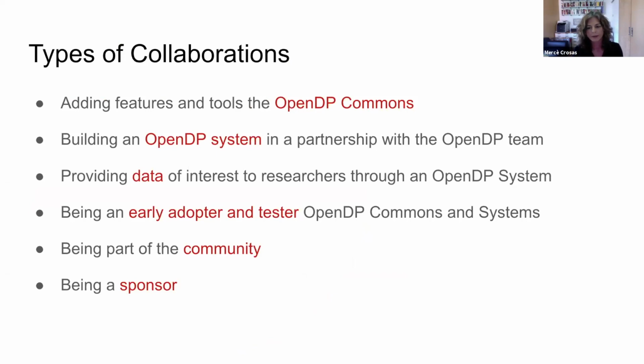We also would like to build partnerships to work with industry to get data for research, to solve some research problems. We also would like to partner with research groups or organizations that want to be the first adopters of the OpenDP tools and systems and will help us test them. And as I showed with the community, we want to include everybody who wants to be part of this community. And very importantly too, we welcome sponsors for the project.